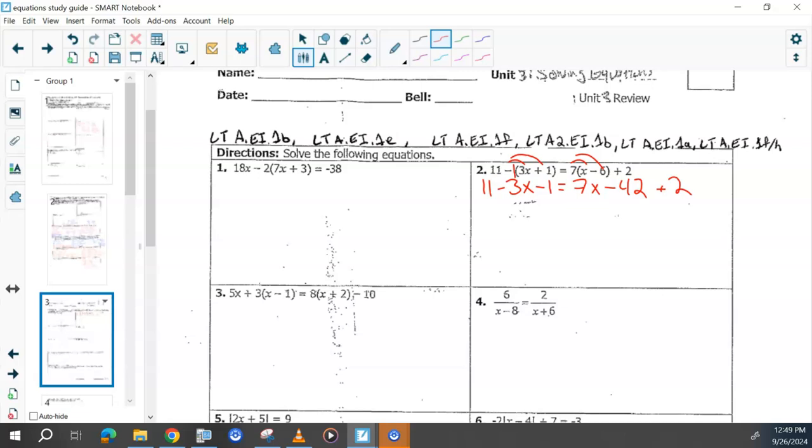Combine your like terms on the same sides. So 11 minus 1, negative 42 and 2. I can tell that this is going to give me one solution because the coefficients aren't the same. Pick and choose what you want to move, does not matter. Let's say I get rid of 3x by adding and get rid of 40 by also adding. So we get 50 equals 10x and divide both sides by 10. So that x equals 5.